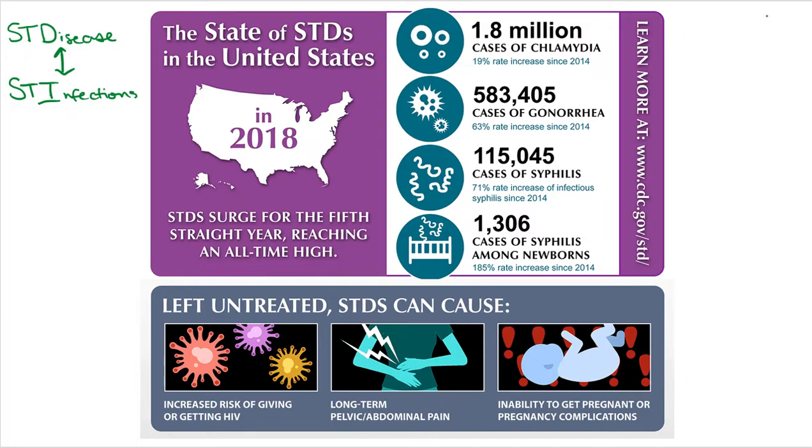Our top STIs in the United States for bacterial infections are going to be chlamydia, gonorrhea, and syphilis. While chlamydia is number one in terms of the prevalence or abundance of cases, you'll notice that gonorrhea and syphilis are increasing more rapidly than cases of chlamydia. And also cases of newborn syphilis are on the rise as well. So we're going to start with chlamydia.